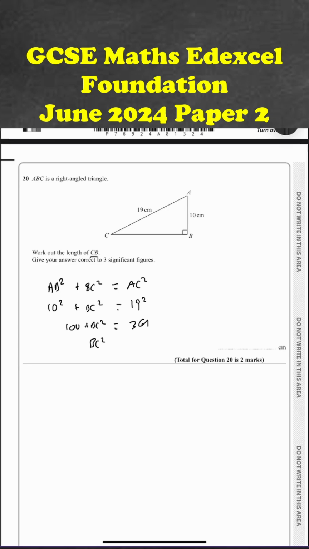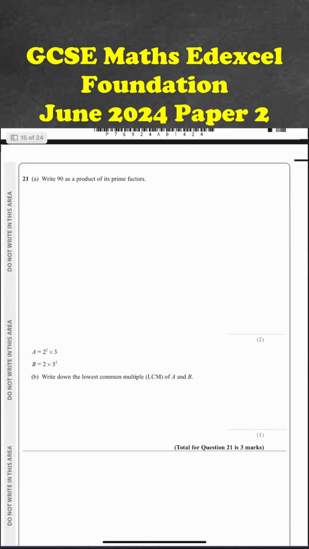Therefore, BC squared equals 261. Square root of 261 on my calculator is, therefore, BC equals 16.15549442. The question wants it in three significant figures. It's going to be 16.2.